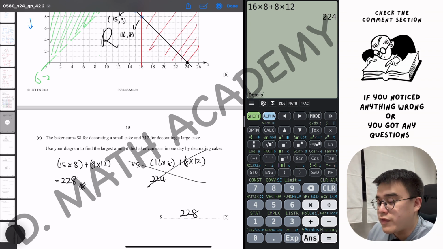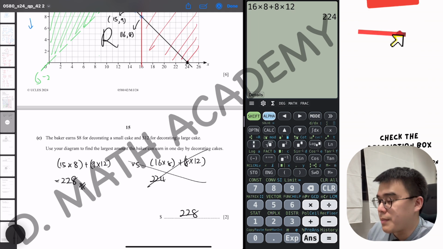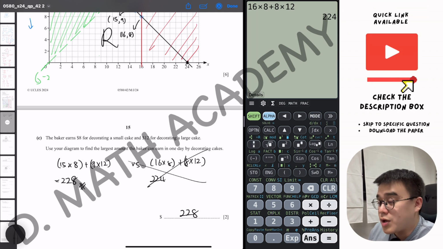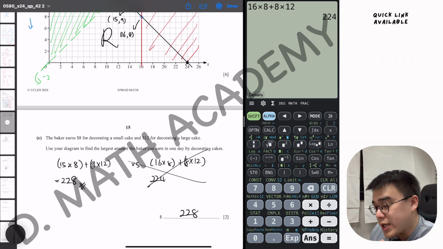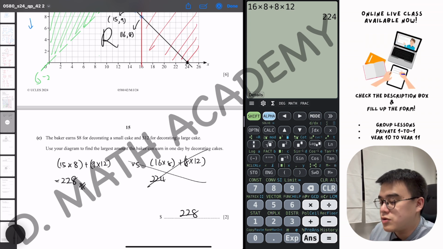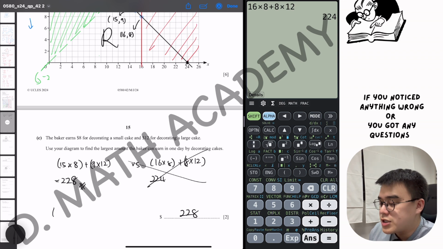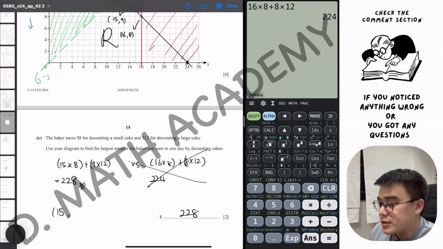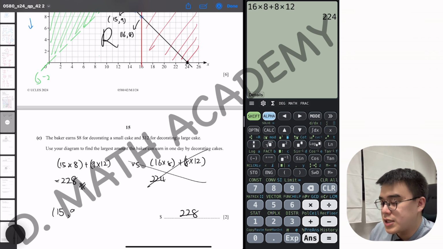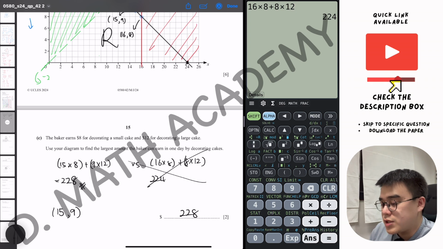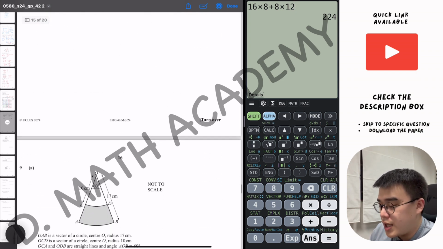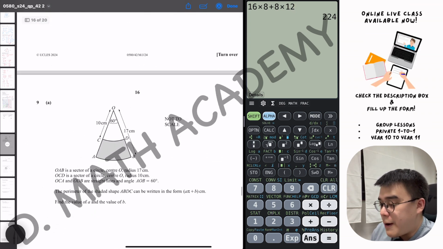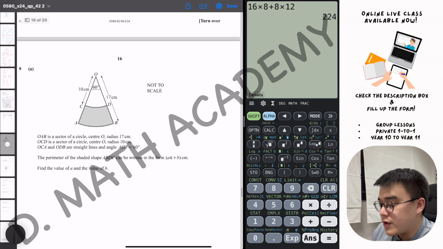Sometimes they will even ask you how much was each of the amounts. Make sure you don't rub away your equation too quickly. If they ever ask you for the amount, it will be 15 small and then 9 big cakes. So that's it for this question. Moving on to question A, asking us for the parameter and to show it in a specific formula.